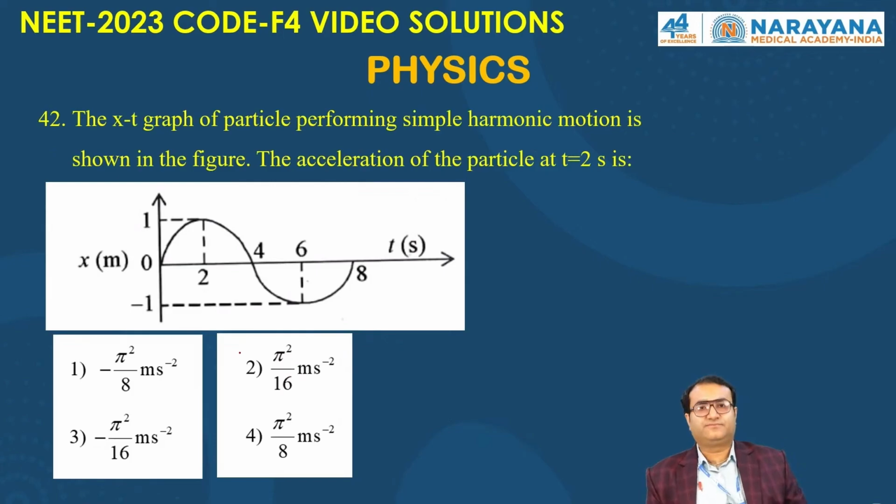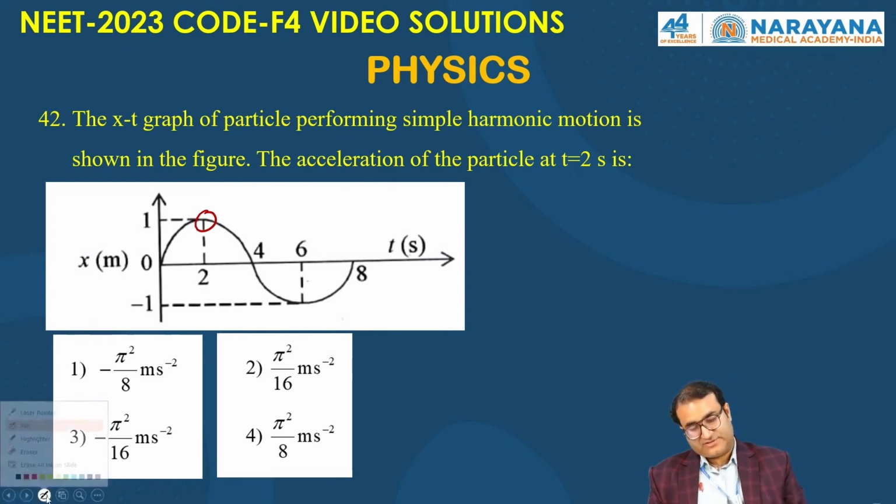Question number 42. Here the position time graph is given to you. You have to find the acceleration at time t equal to 2 seconds. So it is a simple harmonic motion because position is varying sinusoidally as a function of sine. At 2 seconds, its position is 1, amplitude is 1.